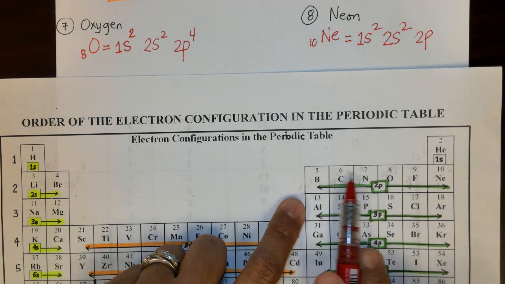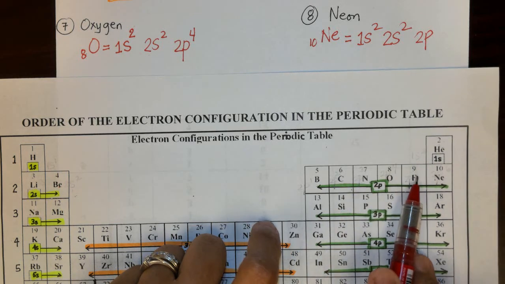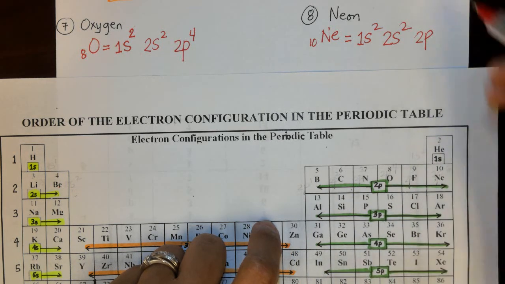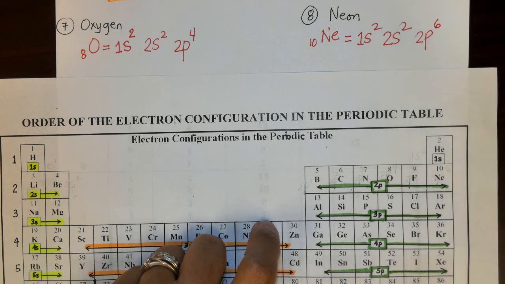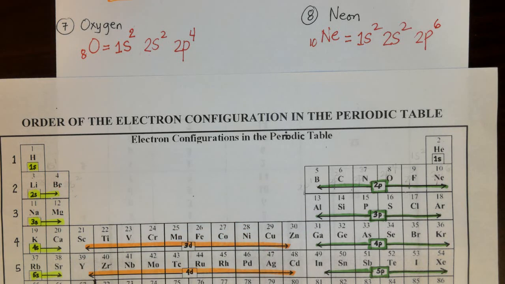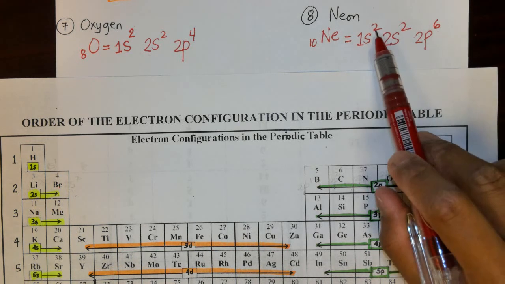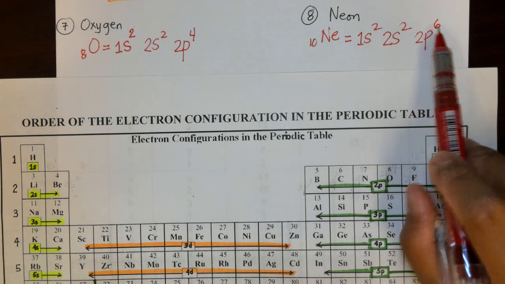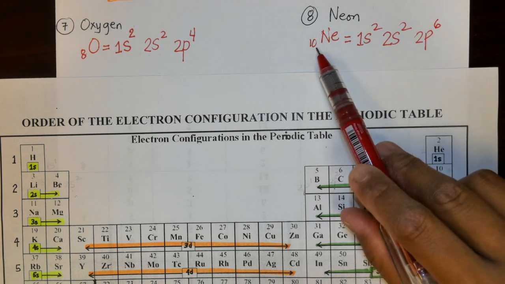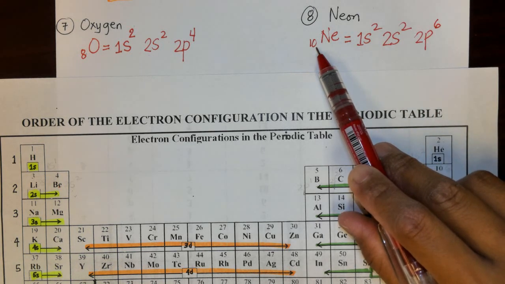If you count, what element number is it? 1, 2, 3, 4, 5, 6. So it's the 6th element in the 2p block of the periodic table. So if you check, that is 2 plus 2 plus 6, we have 10 electrons all in all. That is equivalent to our atomic number of neon.